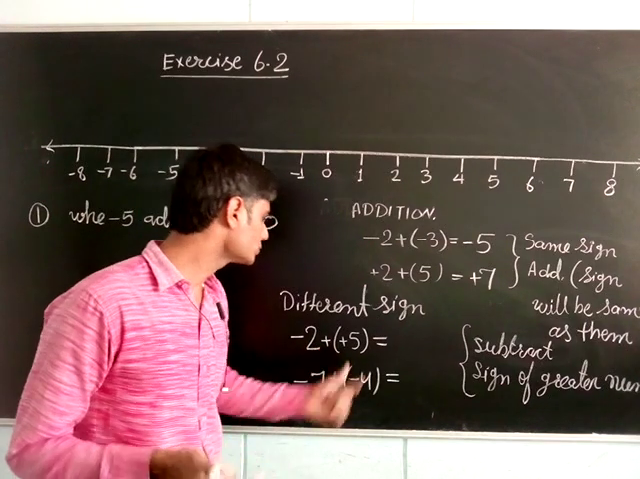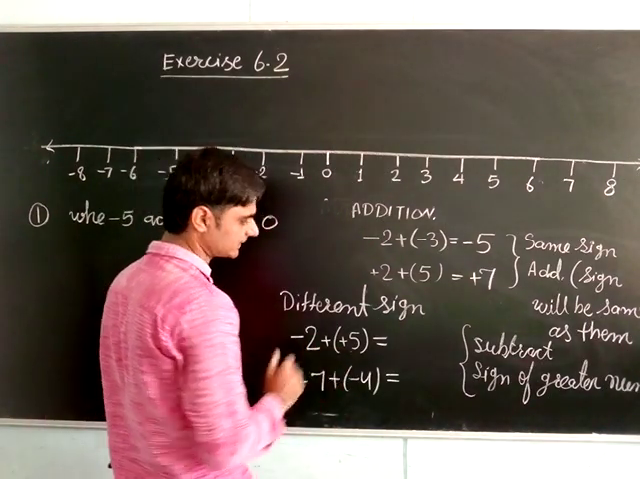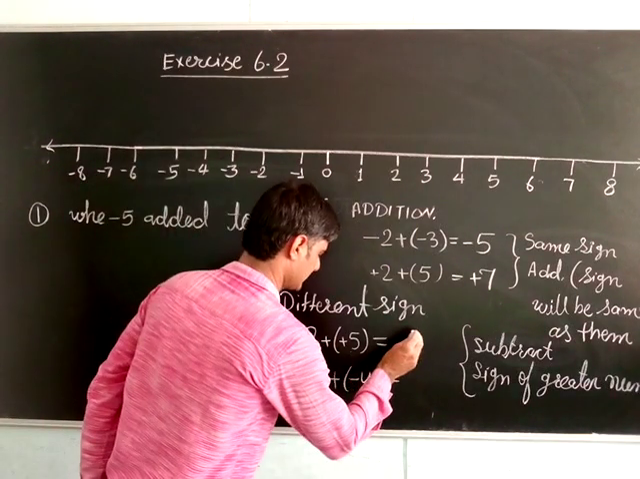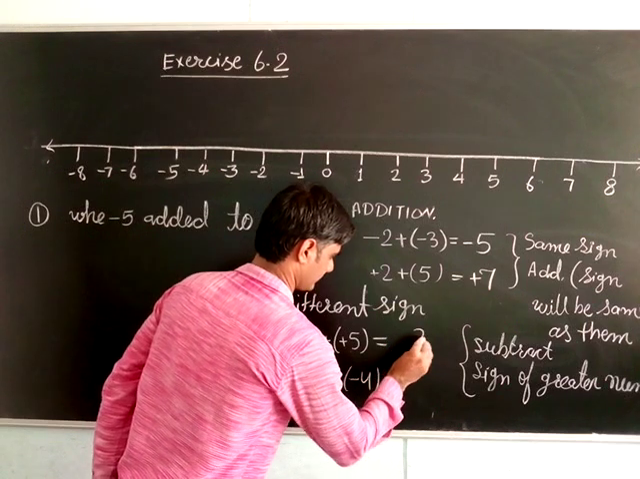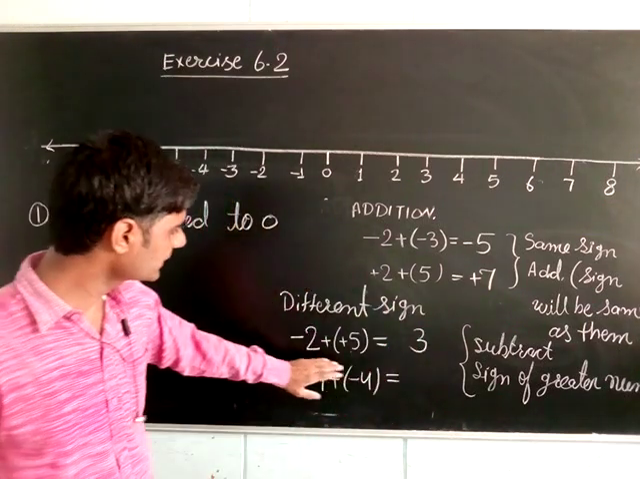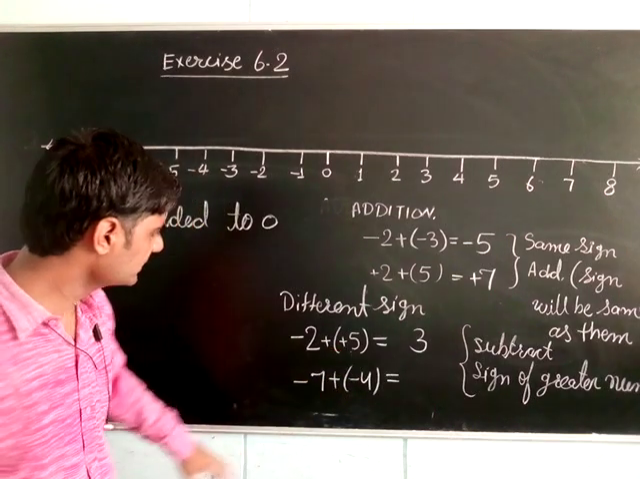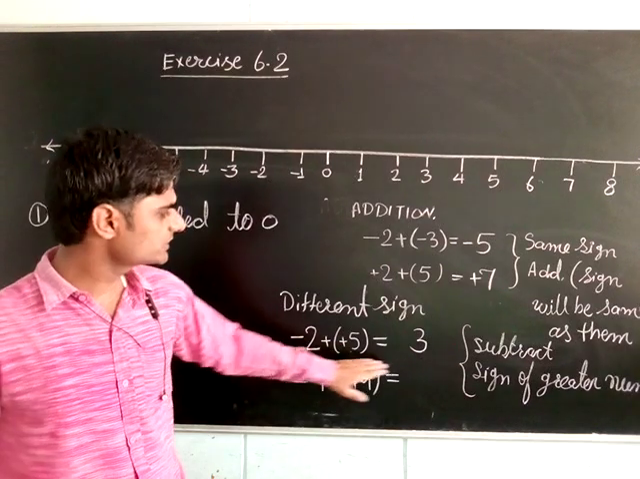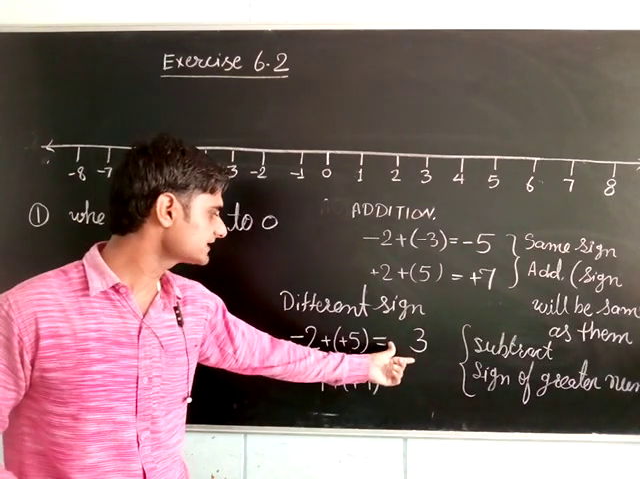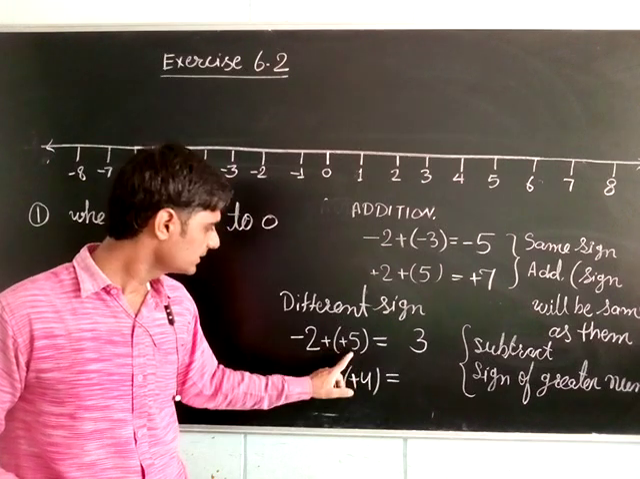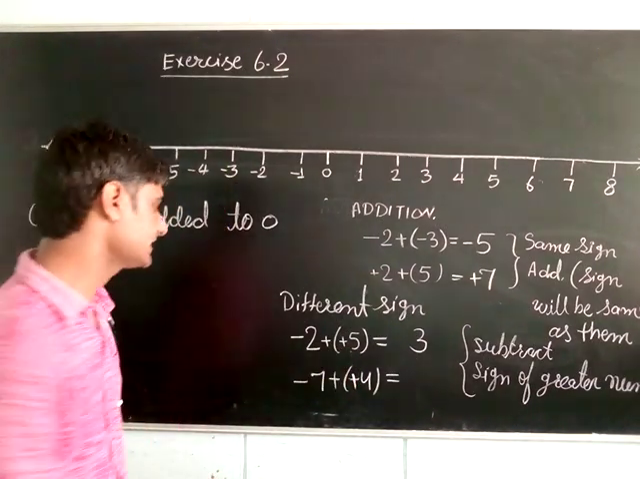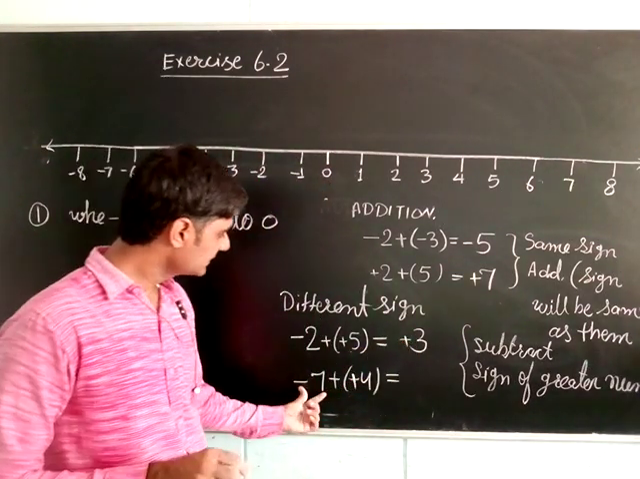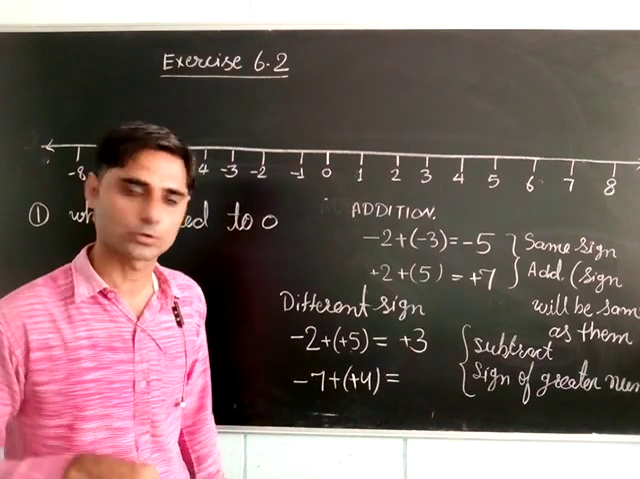Okay, -2 plus 5. Both are having different sign. Just subtract them. 5 minus 2 is equal to 3. So here 3 will come. Correct? Okay. What sign will come? Here also they are having a different sign. So I am just taking this one is positive. 5 minus 2 is equal to 3. Which sign will come? Which one is greater out of these two numbers? 5 is greater. If 5 is greater, then here what will come? Plus 3. Right?